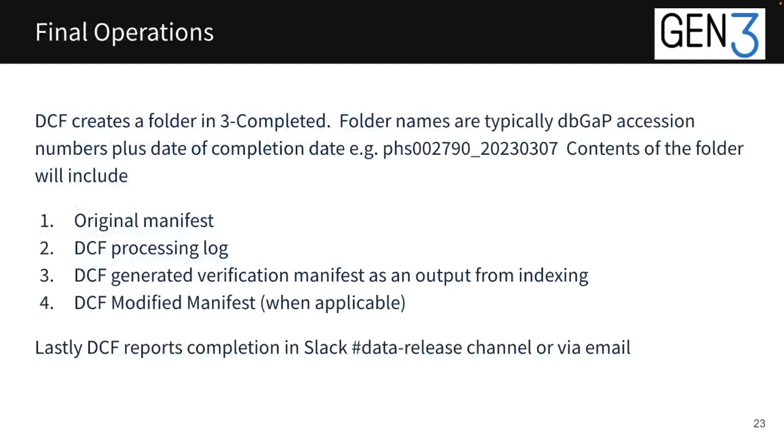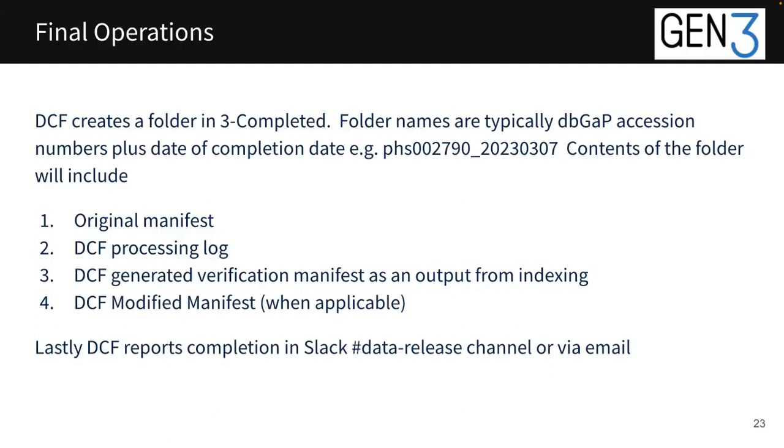repository. After indexing, DCF will create a folder in the 3-completed folder. Folder names are typically the dbGaP accession number plus a date of completion. For example, PHS002790_2023-03-07. The contents of that folder will include the original manifest, the DCF processing log, and a DCF-generated verification manifest as an output from indexing, which does include the GUID if you did not supply one with your original manifest.